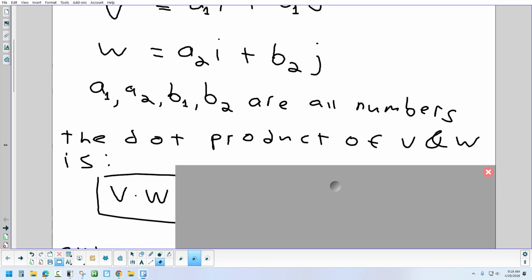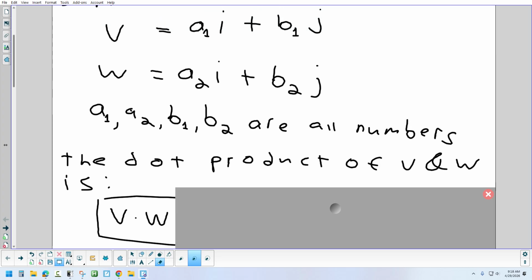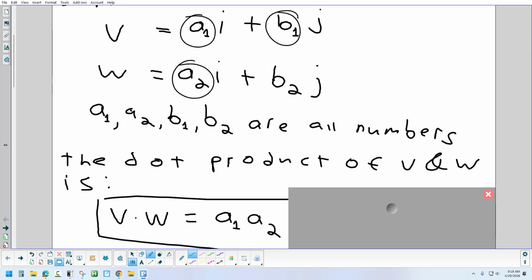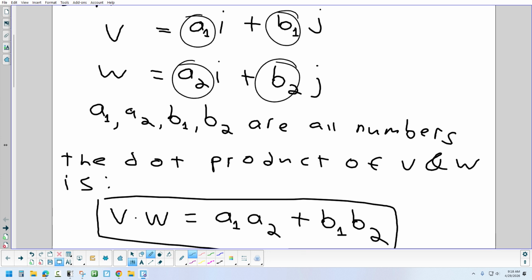So the formula for the dot product is very simple. You take the horizontal component from the first vector, take the horizontal component from the second vector, and you multiply them together. That's the first part. Now you take the vertical component from the first vector and the vertical from the second. You multiply those together, and then you add them up. And that is the dot product.